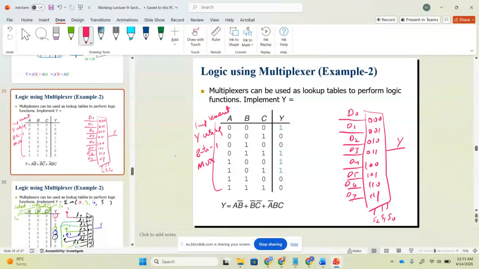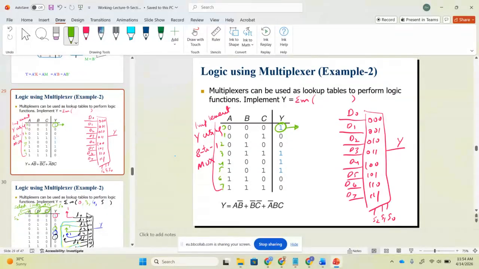Okay. Now what is our objective? So our objective is, if you want to implement Y, now I'm using different colors. So can I write something? Y is equal to sigma m. Now the green color, this is 1. So sigma m of what? This is 0, 0, 1, 2, 3, 4, 5, 6, 7.